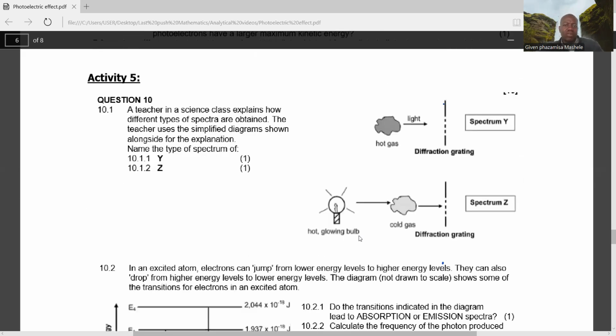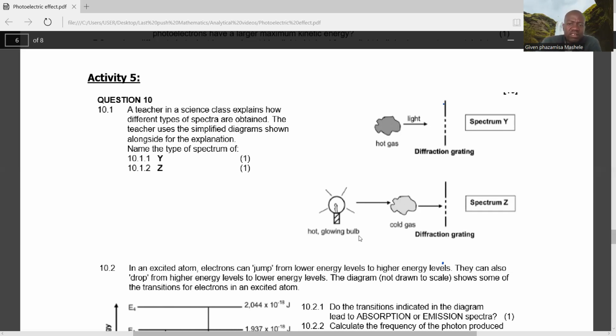Okay, guys, let's now go through this. Remember we spoke about emission and absorption spectra, where we said emission especially occurs when there's a transition of energies, particularly from a higher energy state to a lower energy state. But absorption is where the radiation passes through a medium, particularly when we have cold gases.